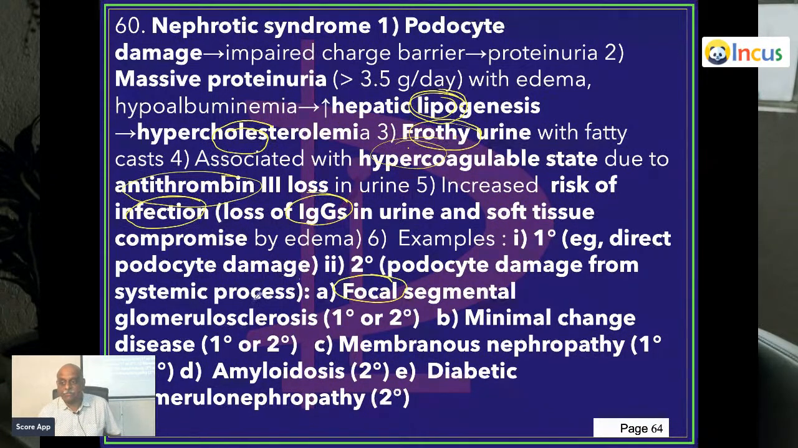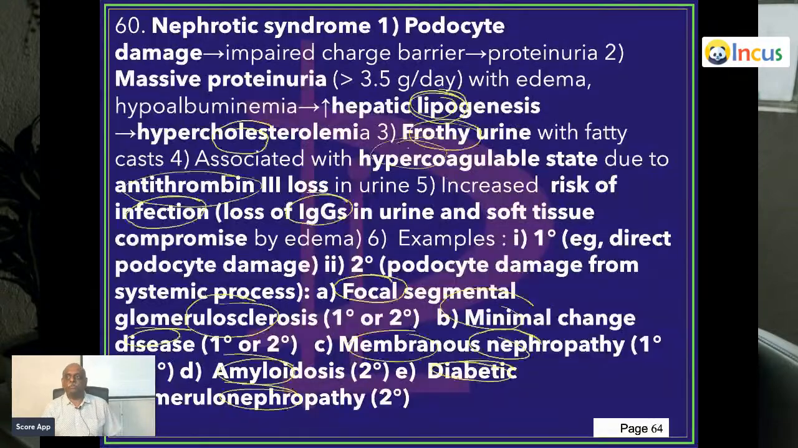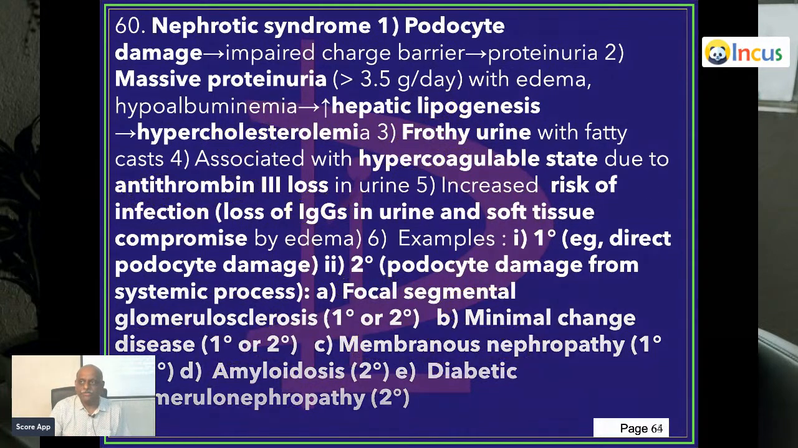Then focal segmental glomerulosclerosis, minimal change disease, membranous nephropathy, amyloidosis, diabetic glomerulonephropathy. So when somebody says, please give me the list of causes for the nephrotic syndrome, what will you answer? Minimal change disease, membranous glomerulopathy, focal segmental glomerulosclerosis, diabetic glomerulopathy, and amyloidosis. 5 things should come to your mind like that for nephrotic syndrome.